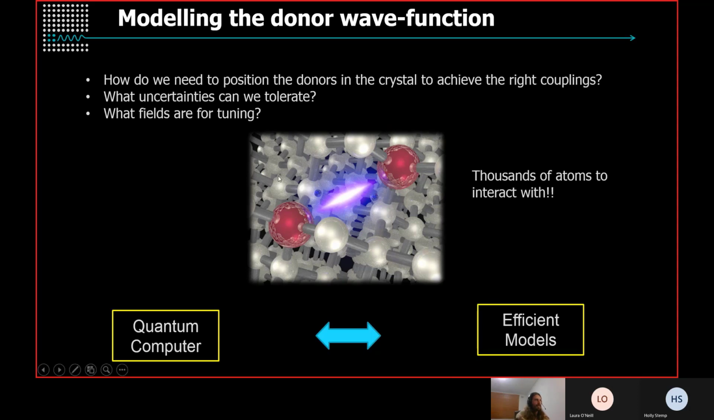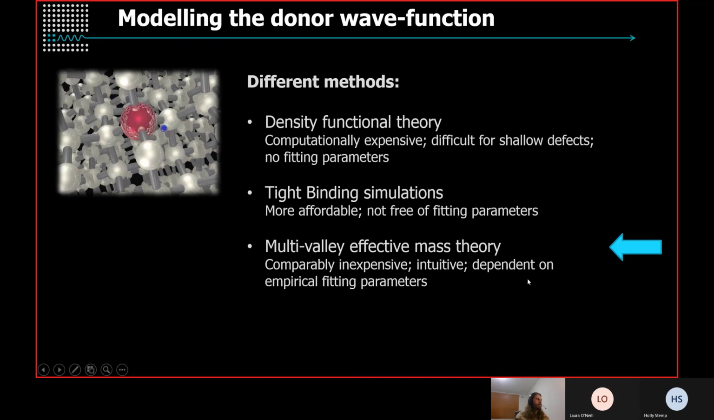And if you look at the picture of these two electrons and the two phosphorus donors in the crystal, you can see that these electrons will interact with thousands of atoms. And to simulate this whole quantum system, we either need a good quantum computer, which doesn't exist yet, or we need some efficient models. To model the donor electron wave function, we have a few options. There's density functional theory, which unfortunately is computationally very heavy, but it doesn't rely on any fitting parameters. So it's also called an ab initio method.